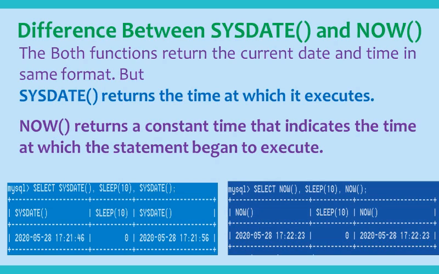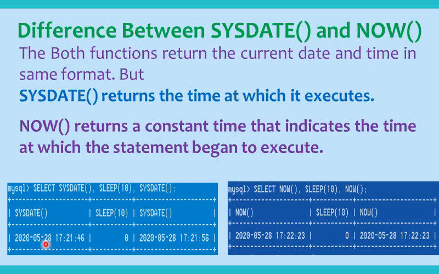Let's see with the example. Here I have written the command select sysdate, sleep 10, sysdate. Here the sleep function is used, it will make the system sleep for 10 seconds. Means first it will execute the sysdate function, then it will sleep for 10 seconds, then it will execute the next sysdate function. Now see the output.